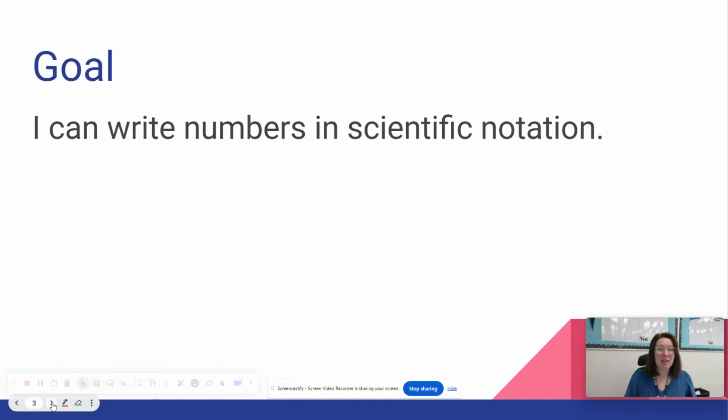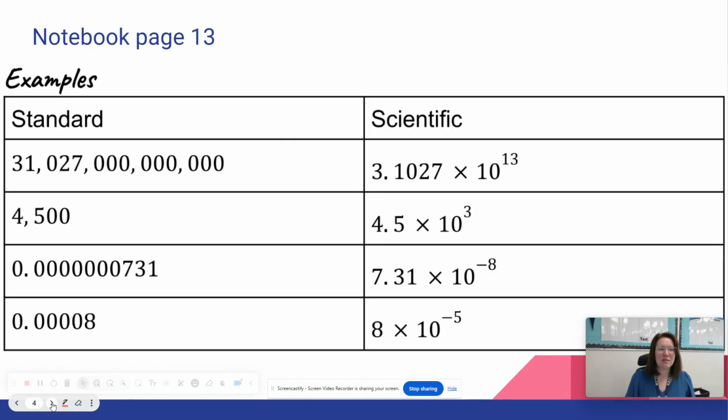Now, our goal: I can write numbers in scientific notation. This is going to be on page 13. There's a reason I did those word problems, and that is because scientific notation helps us take big numbers and write them not so big. Write them in more of a condensed form. So here are some examples. 100,000 million billion trillion, 31 trillion, 27 billion, and a bunch of zeros.